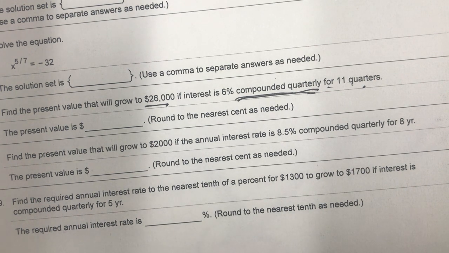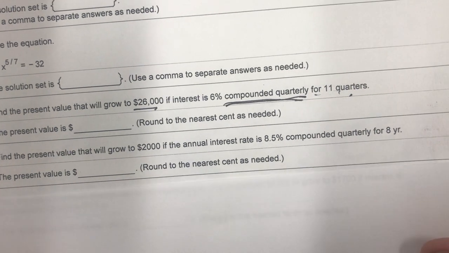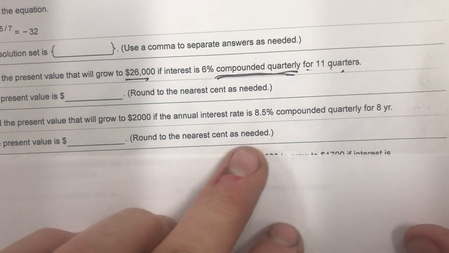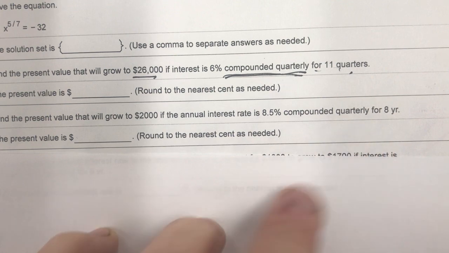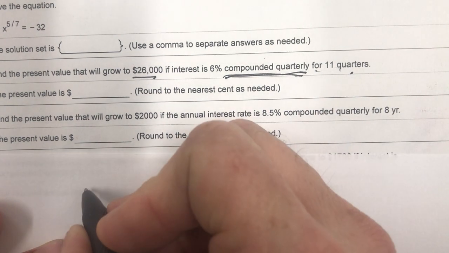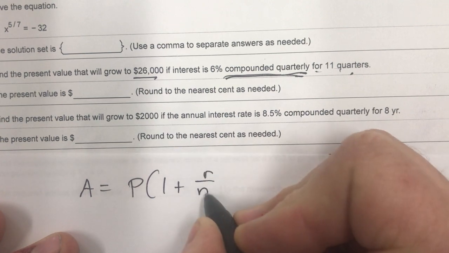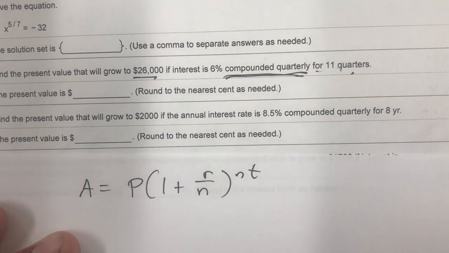Okay, moving on to 18. Find the present value that will grow to $2,000 if the annual interest rate is 8.5% compounded quarterly for 8 years. All right, so let me write my equation up here again. A equals P times (1 plus r over n) to the nt power.